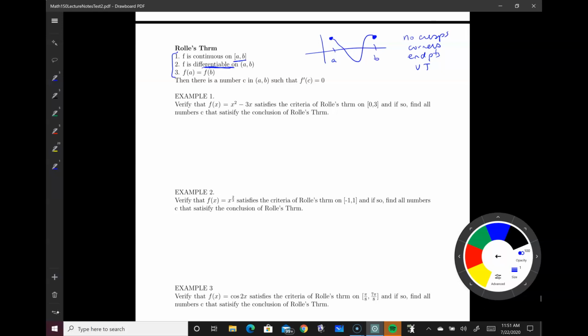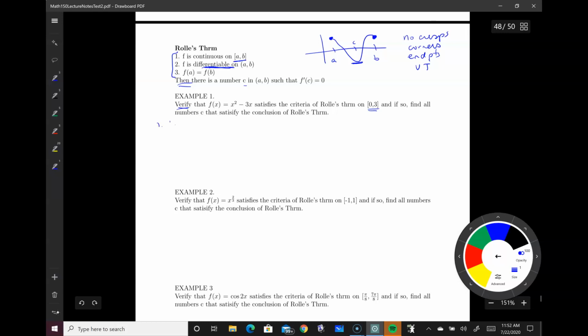If I have all of those things happening, what do I get as a result? Then there is a number c in between where the derivative is equal to 0. And we can see that on the picture we've got drawn here. So it is necessary that you verify, just check, tell me that you know what the criteria are for Rolle's theorem on this interval. You'll always be given the interval. So here's our function, here's our interval.